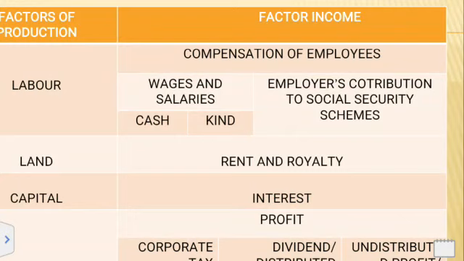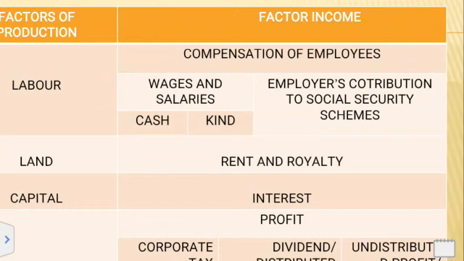Sometimes what happens, the employee, the one who is working, also contributes to different social security schemes. Suppose I, as an employee of KVS, contribute towards my pension scheme. That is my contribution, and it will not be included in compensation of employee. But if KVS is contributing for my social security, that will be a part of compensation of employees.